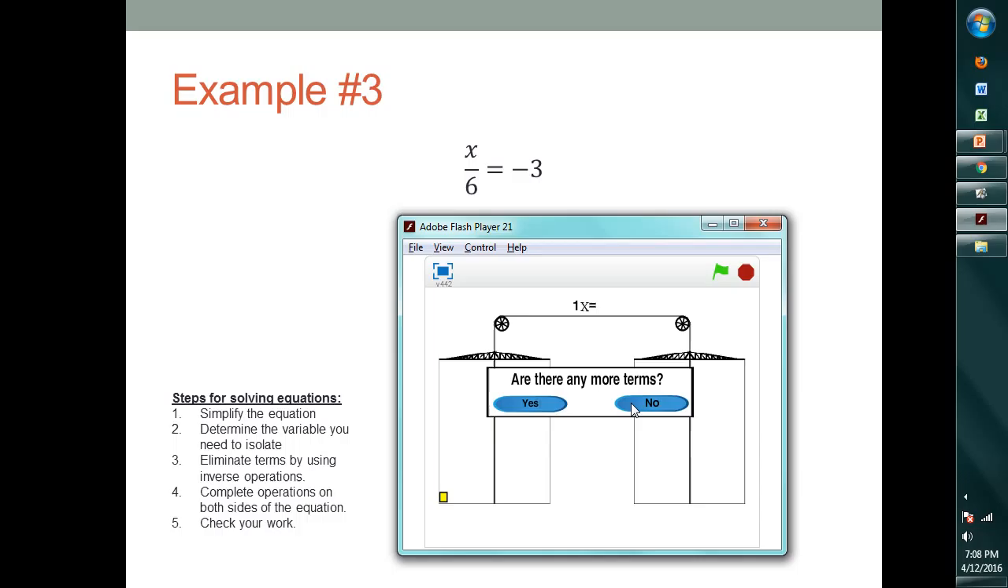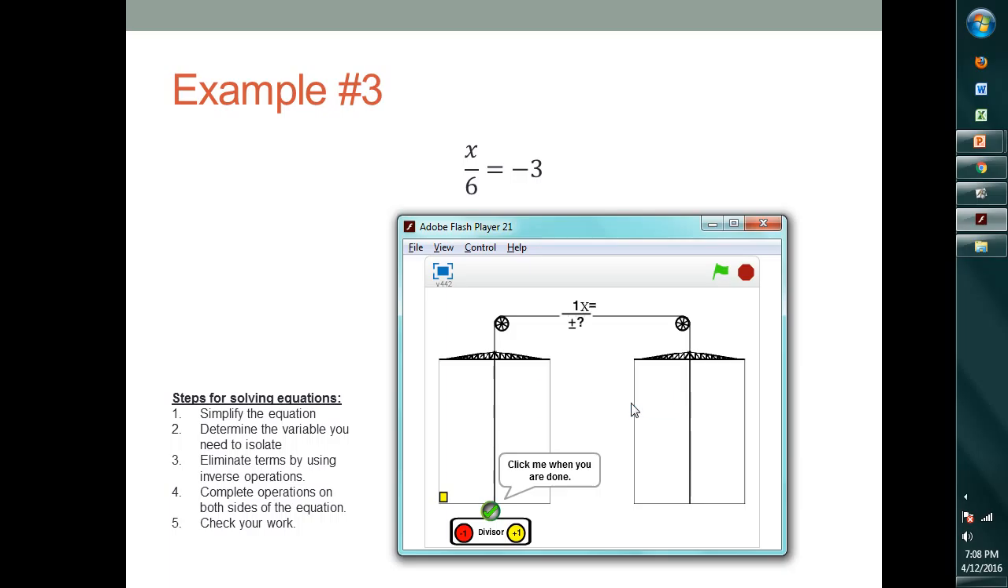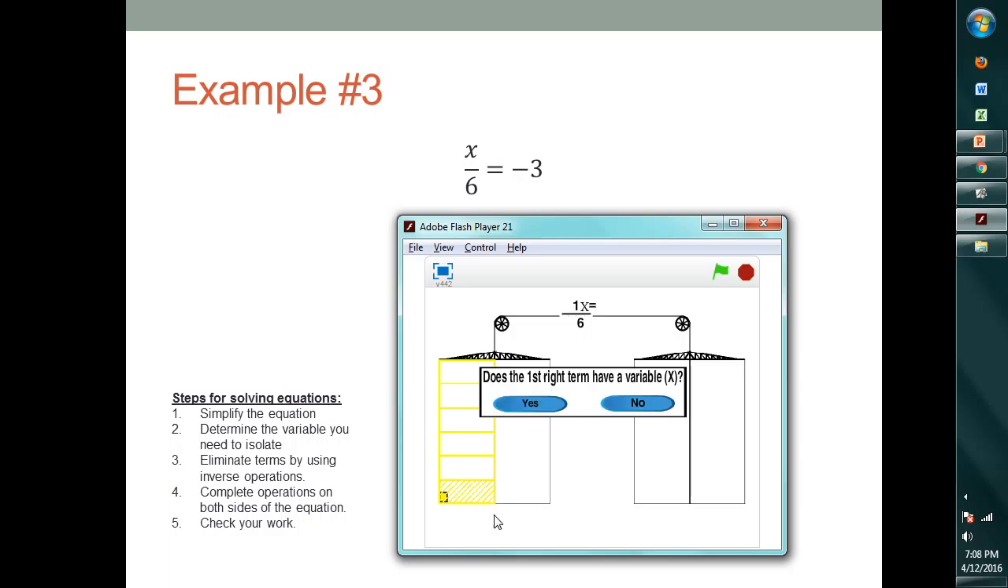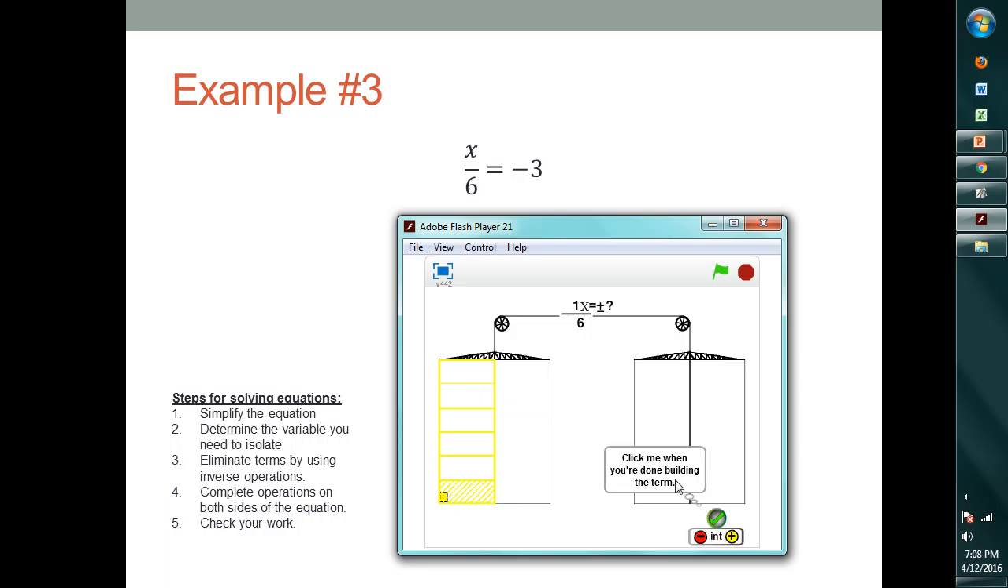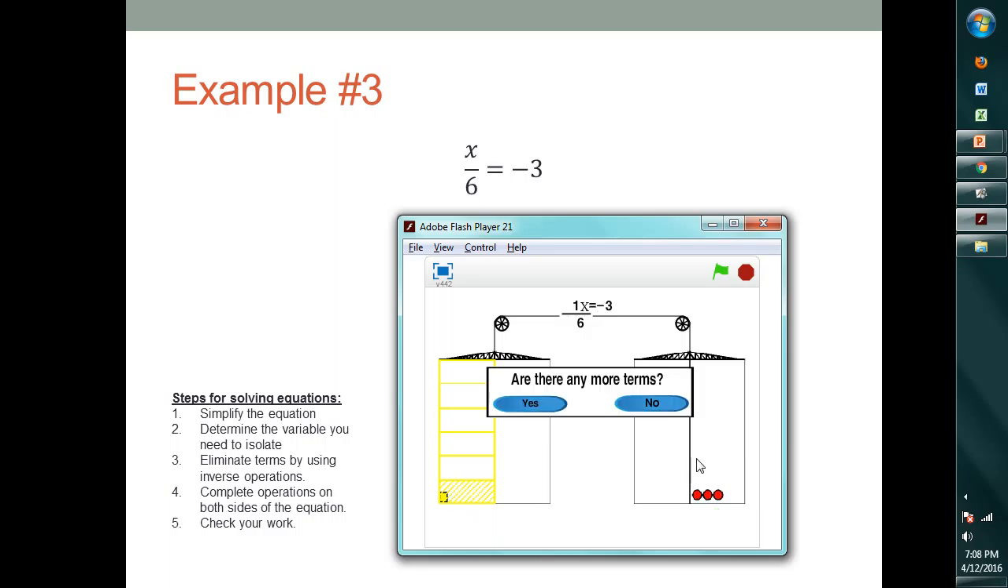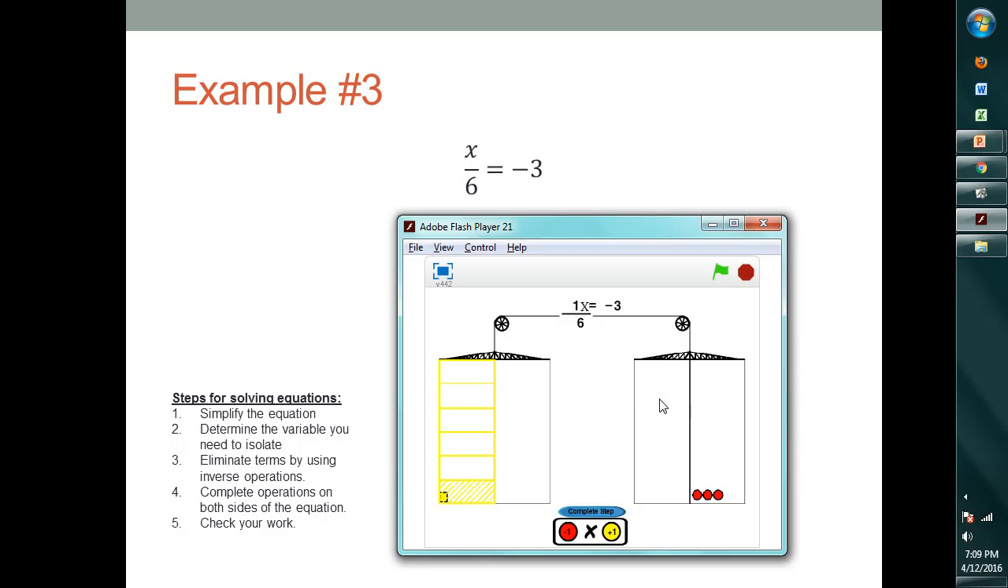Then it's going to ask me, are there any more terms? There are, but not that, no more x's, no more integers. So I'm going to click no, and now I'm ready to divide. And notice that you're going to start to see a fraction bar go over the top. Once I have 1x over 6, I click OK. Then it's going to ask me about the right side. And then I have x over 6 equals negative 3.